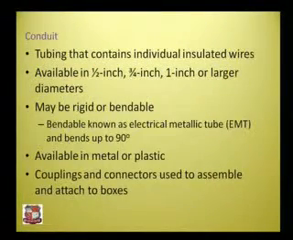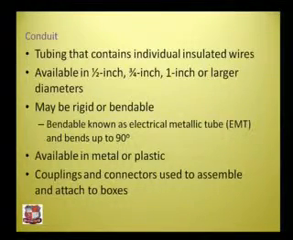Okay, the next kind of cable is conduit. It is basically a tube that contains individual insulated wires. It is available in half inch, 3/4 inch, 1 inch or larger diameters. It may be rigid or bendable, so you can easily bend it. Known as electrical metallic tube, it bends up to 90 degrees, so you can easily bend it up to 90 degrees. There won't be any broken wires actually, it won't easily get broken.